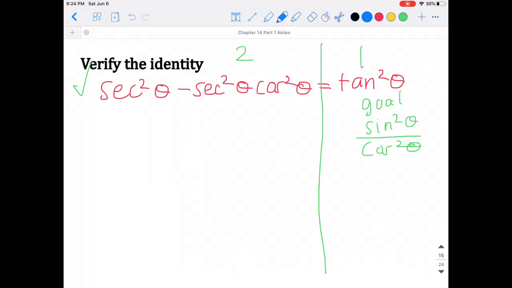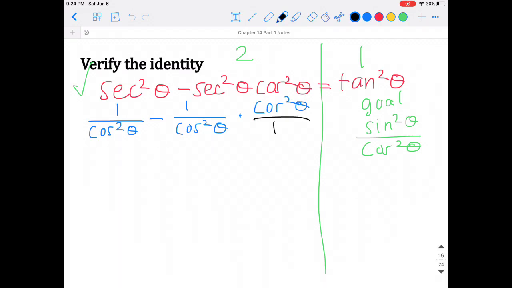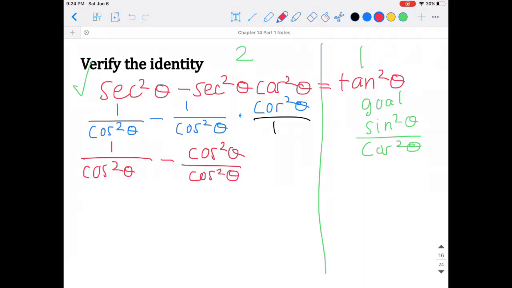So secant squared of theta can become 1 over cosine squared of theta, minus secant squared of theta again, which is 1 over cosine squared of theta times cosine squared of theta. Notice we have two terms. I'm not going to cancel anything out yet, because I still want to get that common denominator. So if we simplify, we have 1 over cosine squared of theta minus cosine squared of theta over cosine squared of theta. I just multiplied these two terms together, and I created my common denominator.